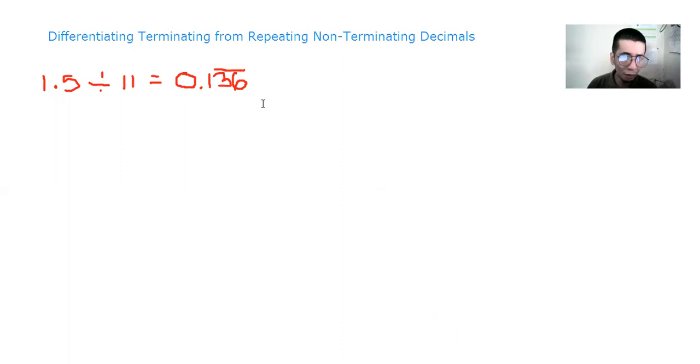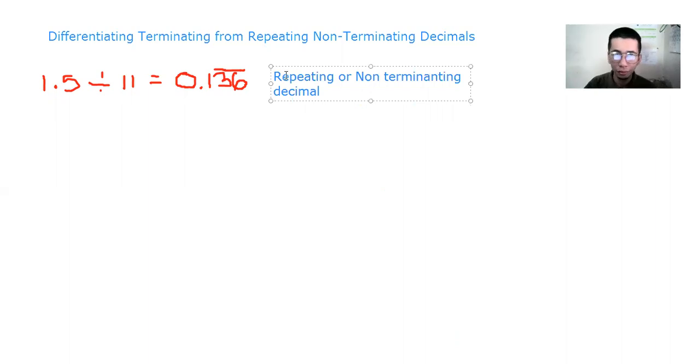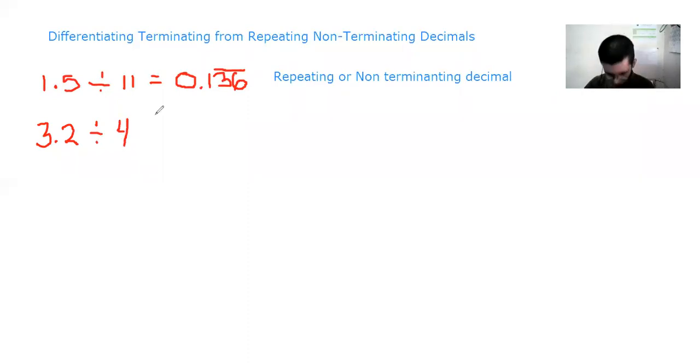So, ano pinagkaiba niya? What is terminating decimal? Yung terminating decimal, yun yung ginagawa natin last time na, so, halimbawa, we have here now 3.2, and we're going to divide 3.2 into 4. We're going to divide it 3.2 by 4.